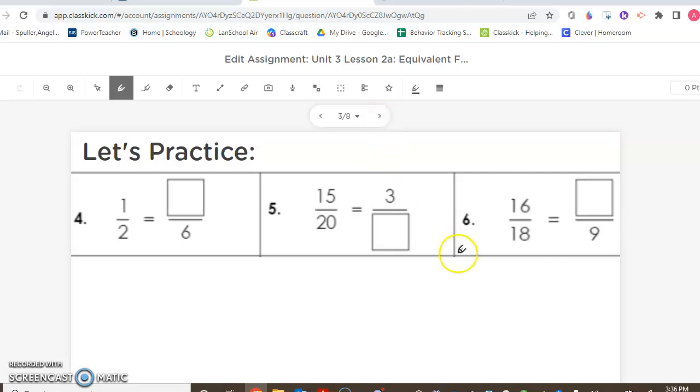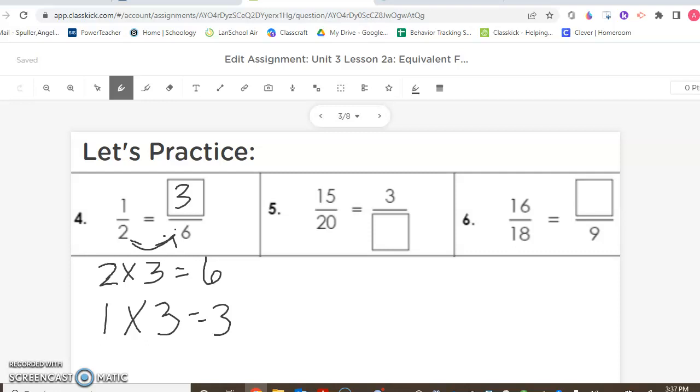Let's practice this one. On here, as you can see, they've given us some of the values, but some of the values are missing. So let's look at this. If I go from here to here, what did I multiply the 2 by? Well, I said 2 times 3 equals 6. Okay, so if I did that up there, then I have to say 1 times 3 equals 3. So 3/6.